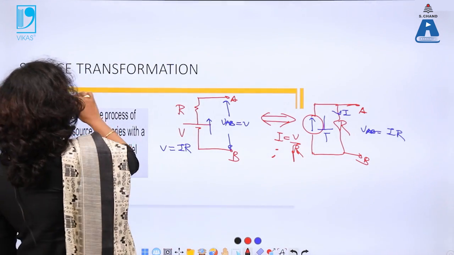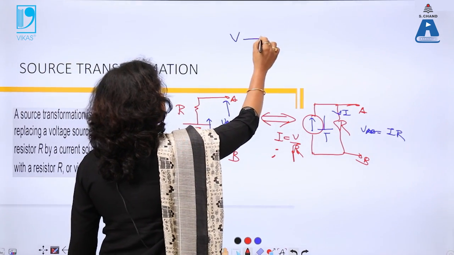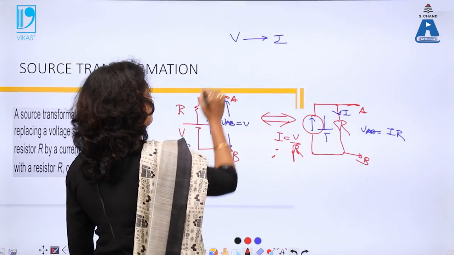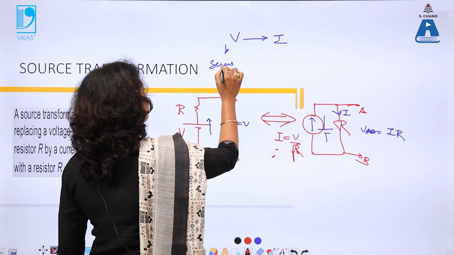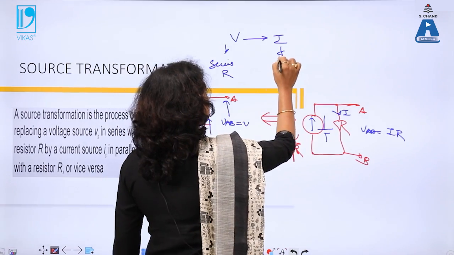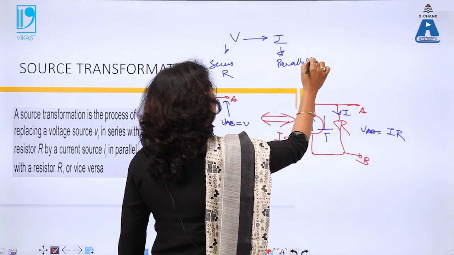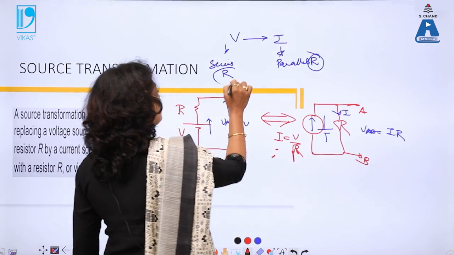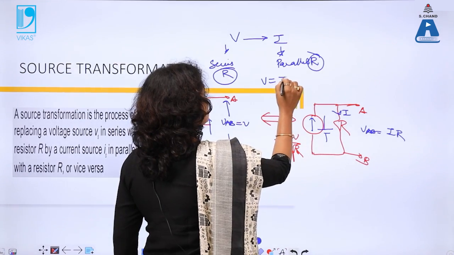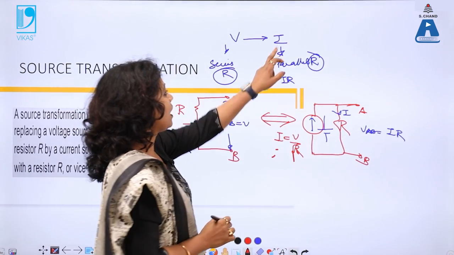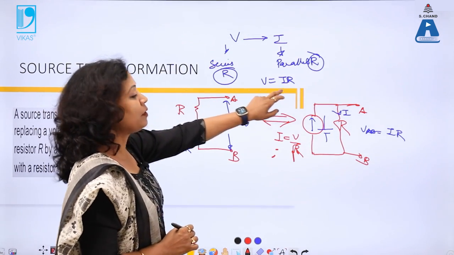So finally, using source transformation, I am converting my voltage source into a current source, provided this voltage source has a series resistance; this current source will have a parallel resistance, and this R will remain the same in both cases, and Ohm's law is followed in both cases. So if I need to find I, it will be V by R. If I need to find voltage, voltage will be I into R.